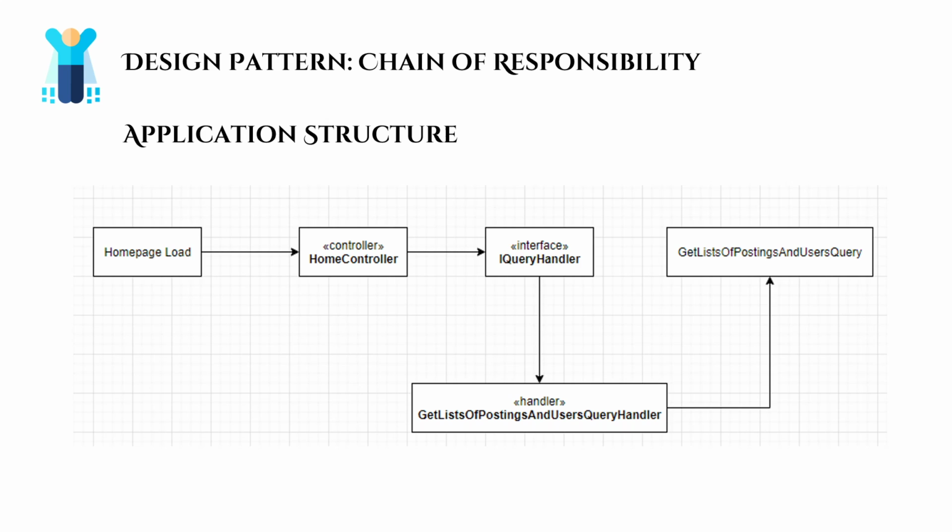Prior to the loading actions, the home controller, which controls the behaviors of the homepage, pulls a list of users and a list of tasks from the database. In order to do that, it passes the request to the IQuery handler, which is an interface that passes the request along to the get list of postings and users query handlers. The request is processed at that query handler level. The handler will access the database directly and return a list of users and a list of tasks. Then the home page will load with the data pulled from the database.